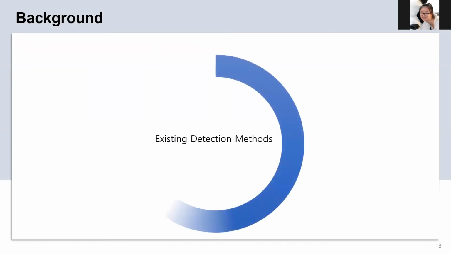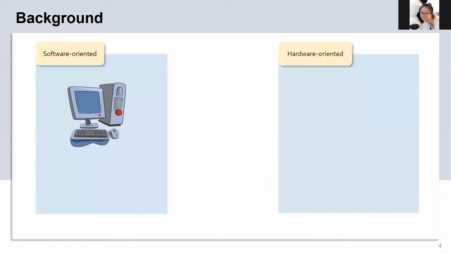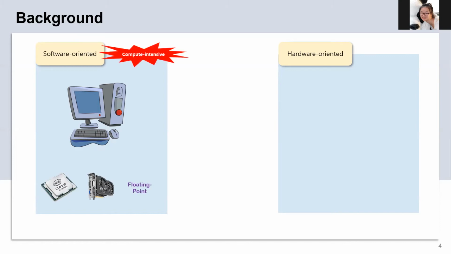Existing detection methods are mostly software-oriented. Hardware-oriented methods are very few. Then what is the difference between these two? Software-oriented methods are realized by computer programs, where both the deep learning network and detection are simulated on CPU or GPU. Floating point arithmetic is applied. Therefore, they are often compute-intensive.